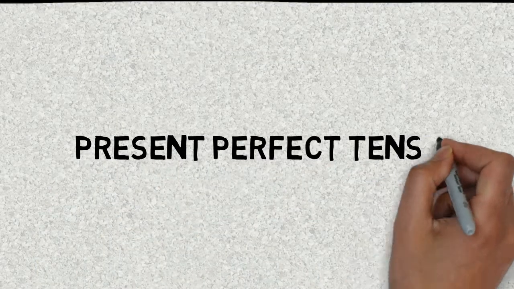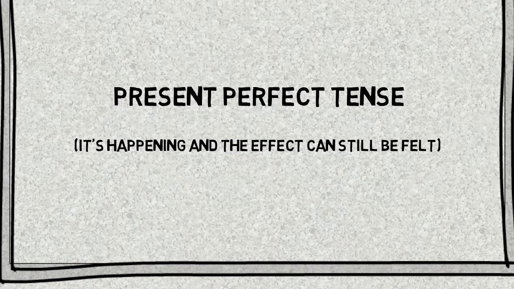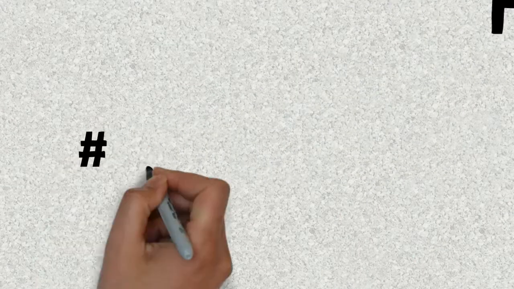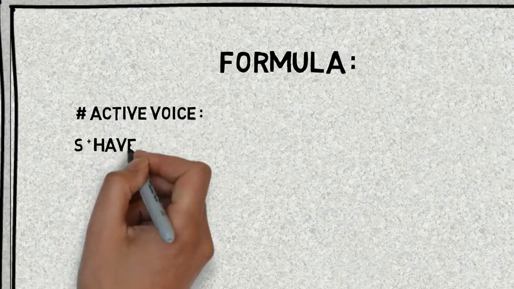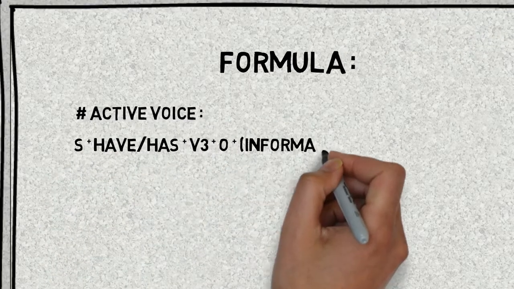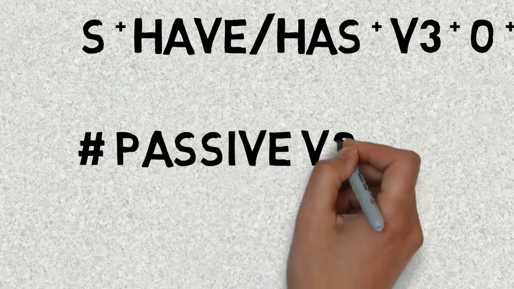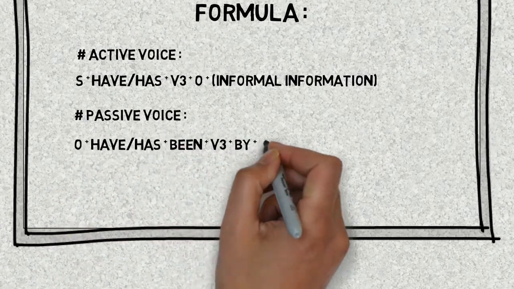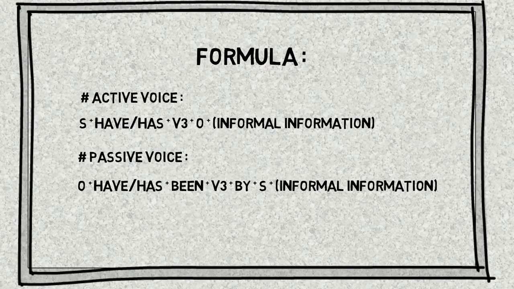Present perfect tense. We use this tense for a condition that has occurred and the effect can still be felt. The formula for the present perfect tense, for the active voice, is subject plus has or have plus verb 3 plus object plus informal information. And for the passive voice, object plus have or has plus been plus verb 3 plus by plus subject plus informal information. For example, we can see from this video.